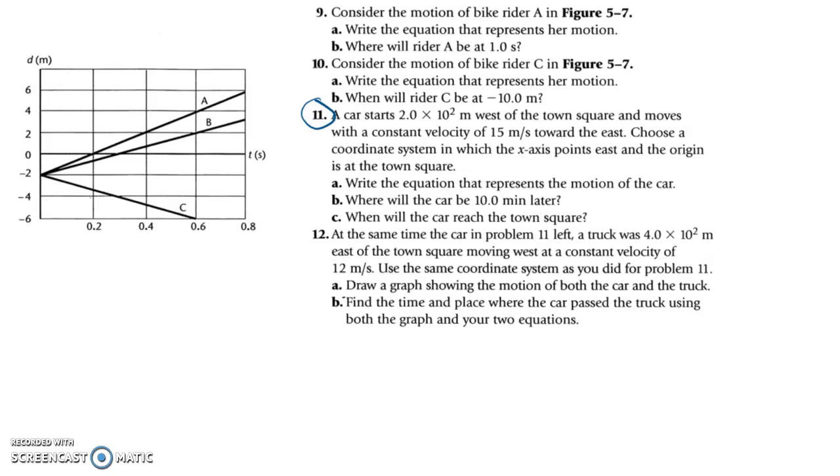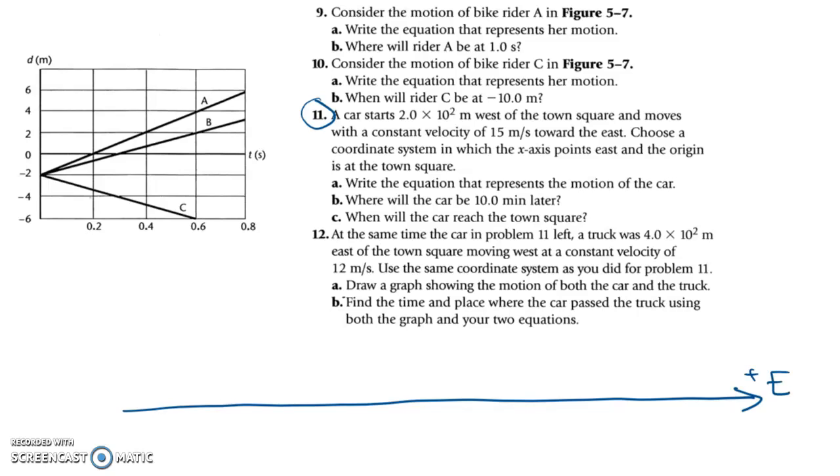So if we draw that, I'm just drawing a line here that represents an x-axis. It says that east is the positive direction, so I'll put an E here and a positive. And over here would be west, and that's the negative direction. It says the origin is the town square. Origin means position 0.